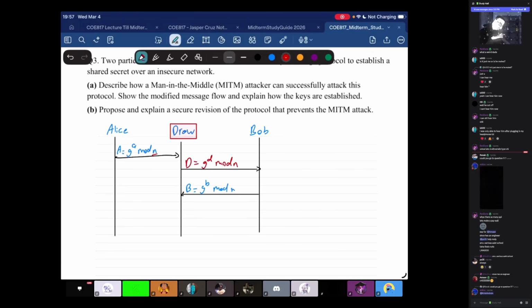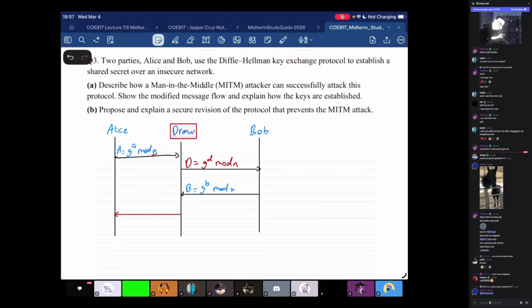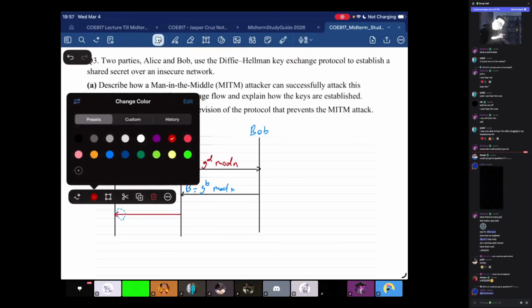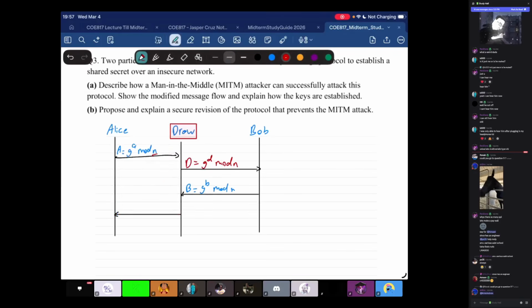And then Drew, once again impersonating Bob for Alice, will be like, okay, I'm Bob to Alice, but we still use the same kind of message: G of D mod N. And just to understand these G values, G equals any value that's decided by Alice or Bob or whoever the initiating party is in this case.